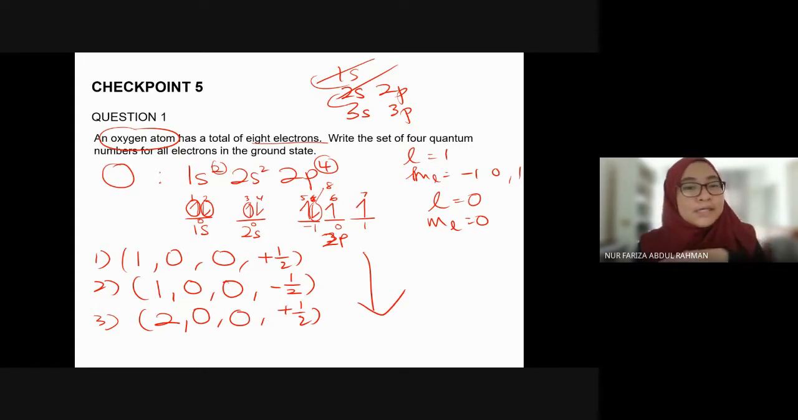This is what we call application of quantum numbers. So imagine if you were asked to write the set of quantum numbers for the 6th electron in calcium. Electron number 6 in calcium. How would you do that? Using these tips I gave, use the orbital diagram to help you identify which electron is the 6th electron for calcium.